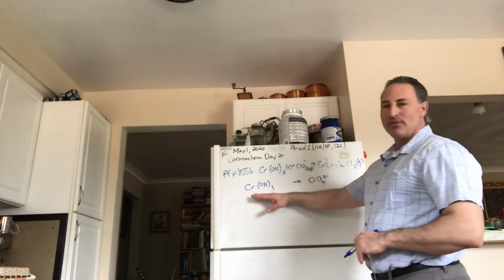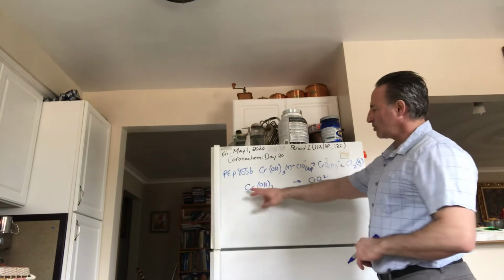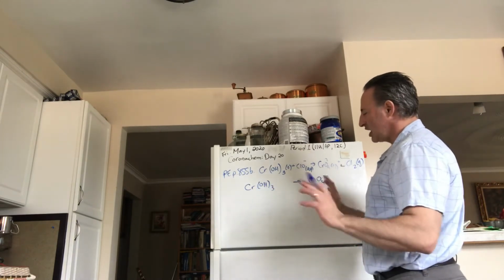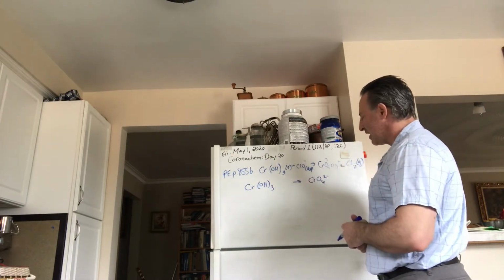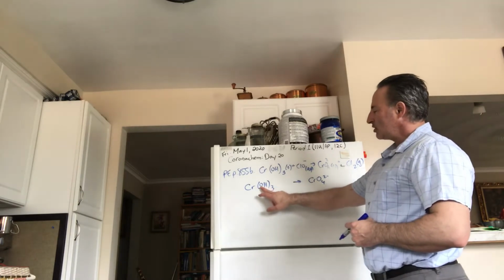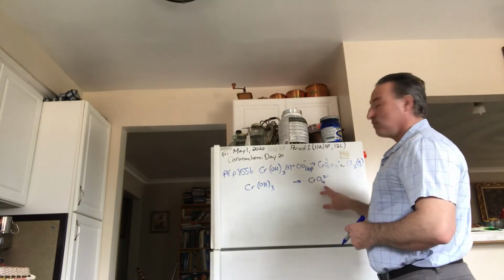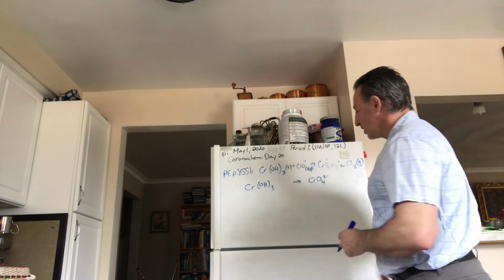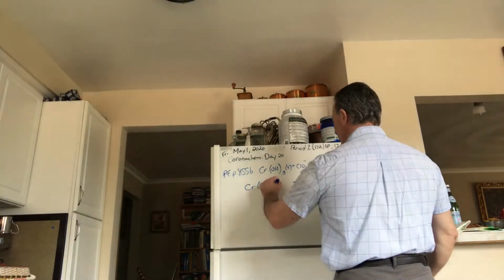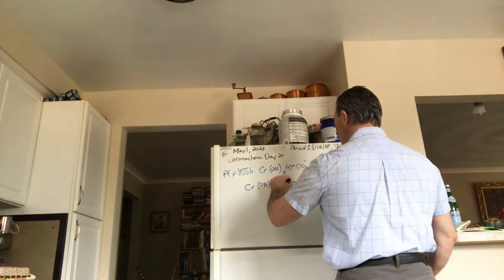On this side you have 3 oxygens. First of all, let's look at the chromiums. 1 chromium on each side, so you're good. You don't have to worry about balancing that. Now let's look at oxygen. There's 3 oxygens on this side, 4 oxygens on the right side, so we're going to add 1 water molecule to balance out the oxygens, 1 H2O.